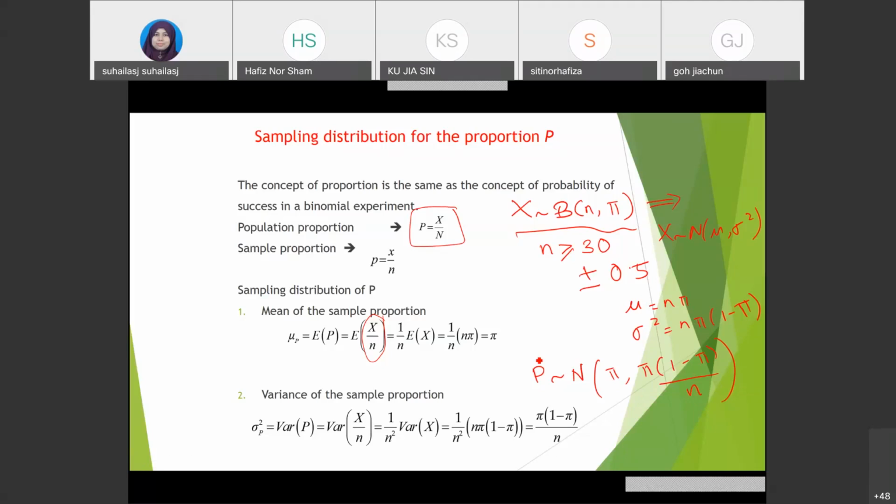Okay, E of X over n, so by properties, 1 over n times E of X, because the expected value of X is just your mu, which is your n pi. Why n pi? Because your X is coming from binomial.